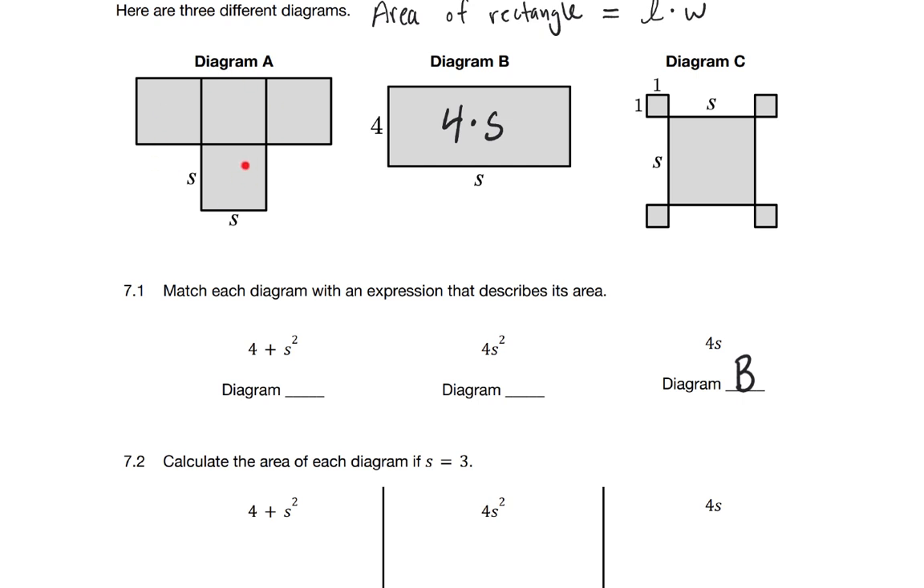Now, diagram A, it's 4 identical squares. I know these are squares because it's a length of S and S. If this is like 3, it's a 3 by 3. These could be 5 by 5. But whatever they are, to find the area of this shape, we would do S times S. And if you look, none of these two have that.